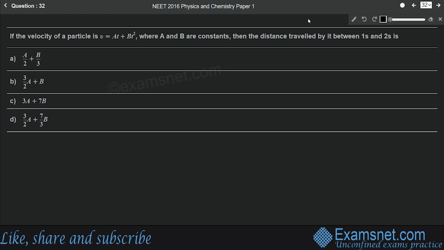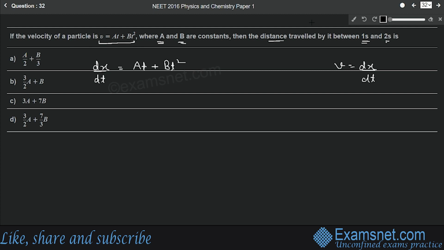Question number 32 is from the chapter Motion in a Straight Line, and the question is, if the velocity of a particle is v equals at plus bt square, where a and b are constants, then the distance traveled by it between 1 second and 2 second is. Okay, so we know that velocity is equal to dx by dt, where x is the distance. Okay, so this value is given in the question. dx by dt is equal to at plus bt square.